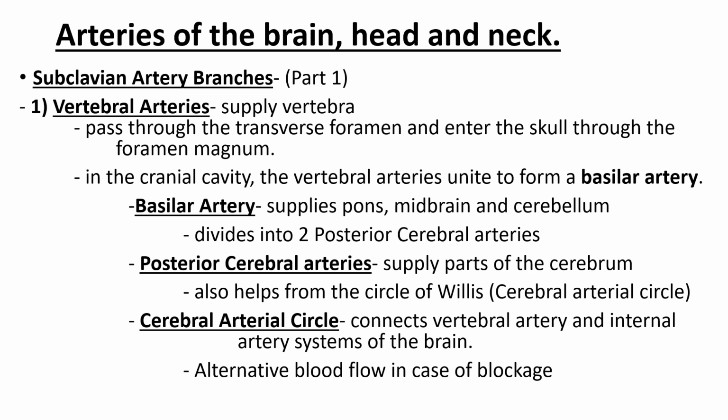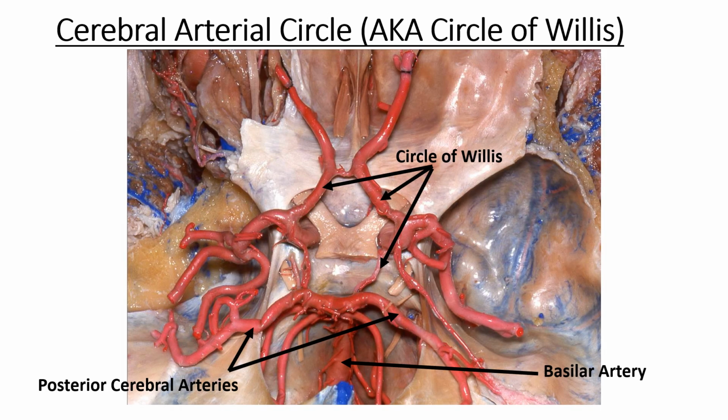And they also help form part of the circle of Willis, also known as the cerebral arterial circle. Our circle of Willis is going to connect the vertebral artery and the internal carotid artery systems of the brain itself, and act as almost an anastomosis in giving us an alternative blood flow to those various parts of the brain.